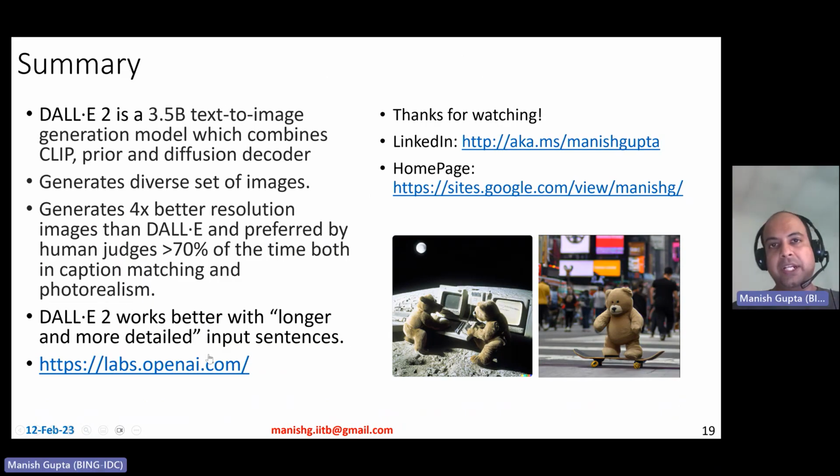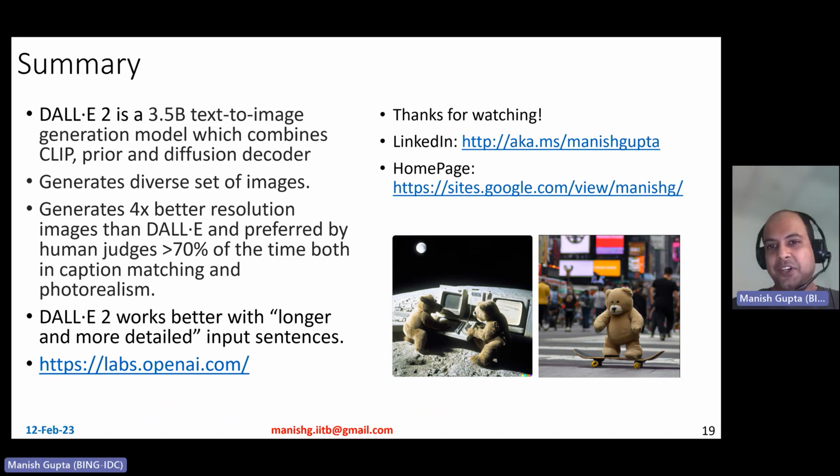In summary, in this video, I talked about DALL-E 2. DALL-E 2 is a 3.5 billion parameter text-to-image generation model, which combines CLIP, prior, and diffusion decoder. It generates a diverse set of images. It generates 4x better resolution images compared to DALL-E 1, and is preferred by human judges greater than 70% of the time, both in caption matching and photorealism. DALL-E 2 works better with longer and more detailed input sentences. However, DALL-E 2 has its own problems as well. It can lead to incoherent images. It can surely lead to some offensive images, and so on.